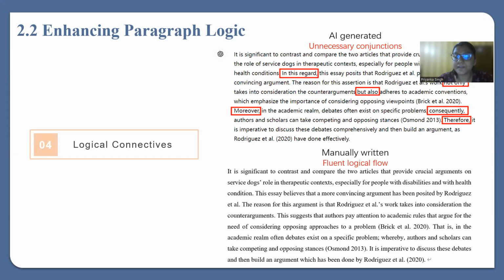Finally, let's discuss the use of logical connectives. As you can see on the screen, phrases like "in this regard," "moreover," and "therefore" are overused, making the text feel artificial. Manually written content, on the other hand, uses connectives only where they logically fit, thus creating a fluent and natural flow of ideas.